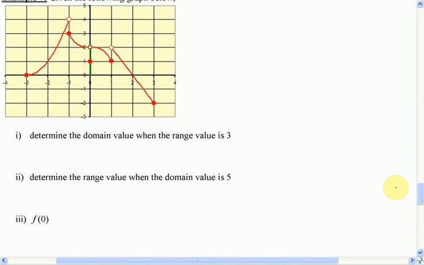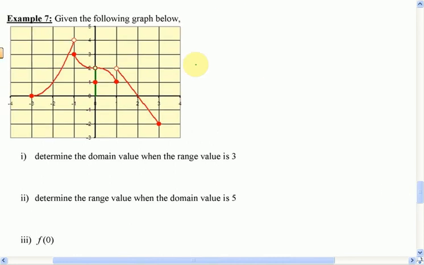Okay. Go ahead, please. Try number 7. All right. First question here says determine the domain value when the range value is 3. Using your finger right now, point to where the range value of 3 actually is. The range value talks about which one, x or y's? Y. So I'm looking along the y-axis. Where is 3? It's right here. So that's 3 right here.